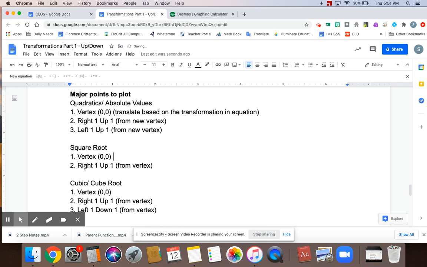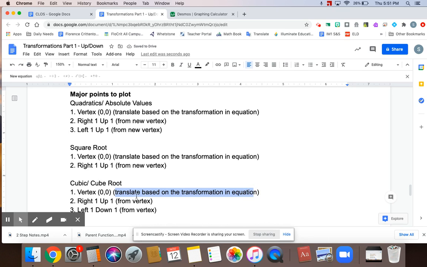Same thing here. You take that vertex at 0, 0 and you translate it based on the equation. Then you're going to go right 1, up 1 from the new vertex, and then left 1, down 1 from that new vertex. So this is how you graph all of them in the easiest, quickest way.